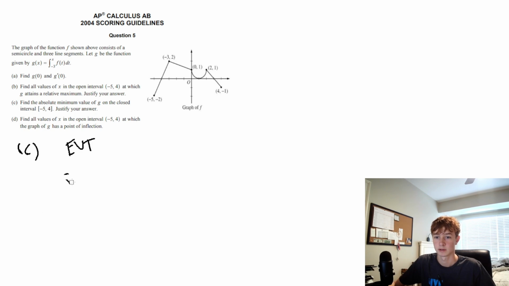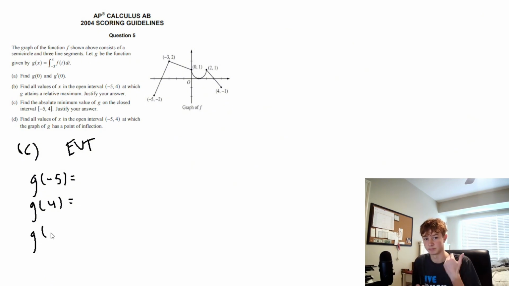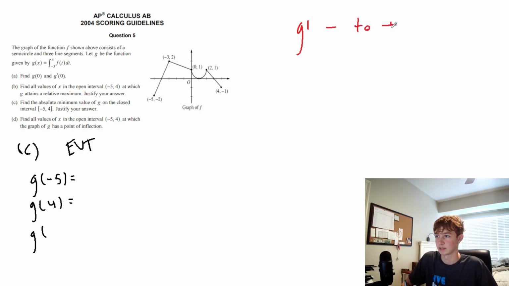We know that candidates for the absolute minimum value of g include g of -5 and g of 4, because we have to include both endpoints. Those are the two endpoints. And also wherever g is at a relative minimum. So when g is at a relative minimum, like we were just talking about in the last example, g prime changes from negative to positive this time, not positive to negative, because that means g changes from decreasing to increasing, so that's a relative minimum.